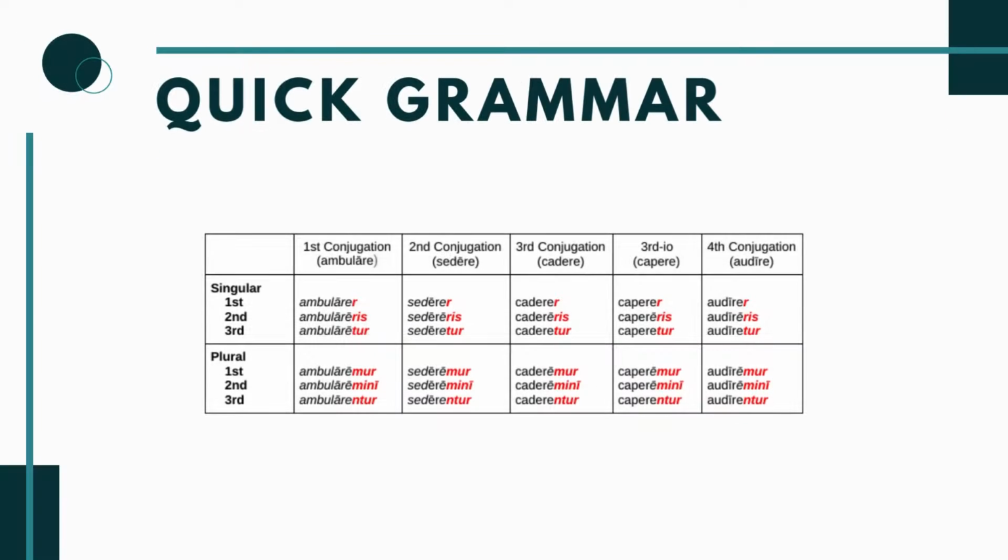Now, when you make it passive, it's the exact same thing. You're just using different endings. So you add R, RIS, TUR, MUR, MINI, NTUR, okay? So again, for ambulare, you would get ambularer, right, with an ER.